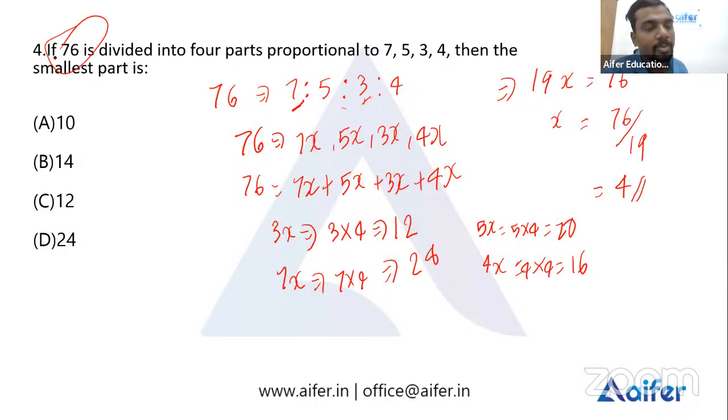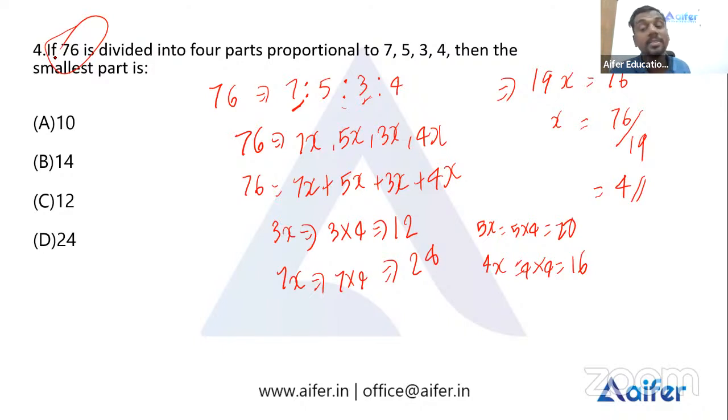So once again, I will be revising the question. In this particular question, it's given that 76 is divided into 4 parts proportional to 7, 5, 3, and 4. And the question is, which is the smallest part? That's the ratio given. So we can write 76 equal to 7x, 5x, 3x, and 4x. From that, we add the individual terms, so we have 76 equal to 7x plus 5x plus 3x plus 4x, and we'll be solving it.